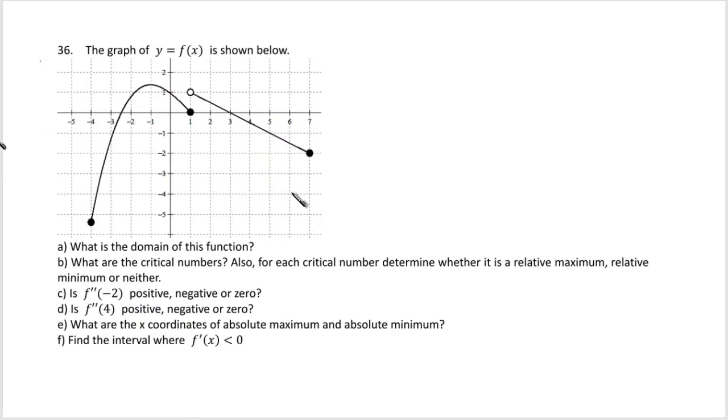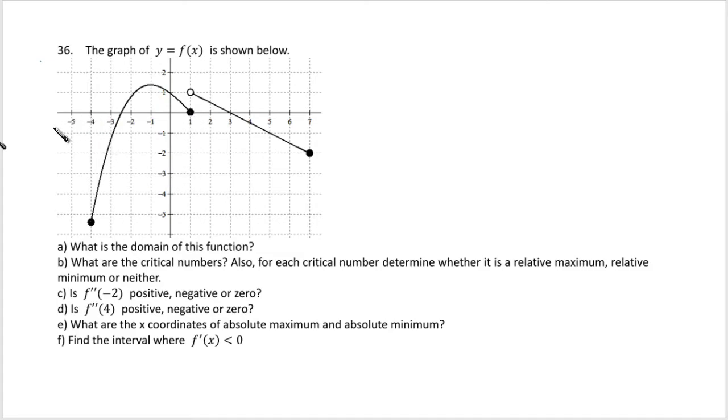Now the graph of y equals f(x) is shown below. What is the domain of this function? Well, domain is all the possible x values, right? So you can evaluate f of negative 4. For example, f of negative 4 is slightly less than negative 5. And you can evaluate f of 7. You can even evaluate f of 1. f of 1 will be 0 right here because that's the closed circle. You don't use this open circle value. You use the closed circle value, so f of 1 is 0.